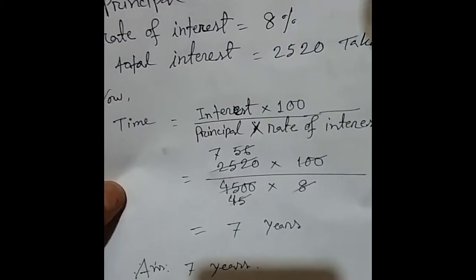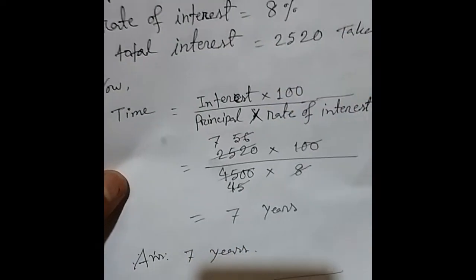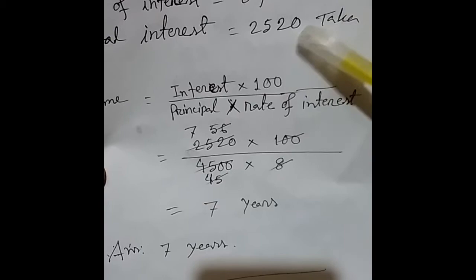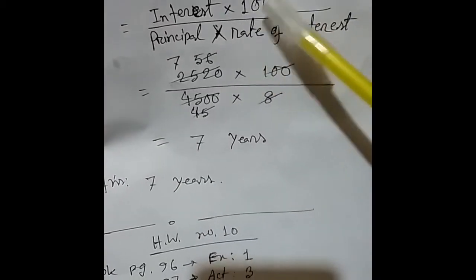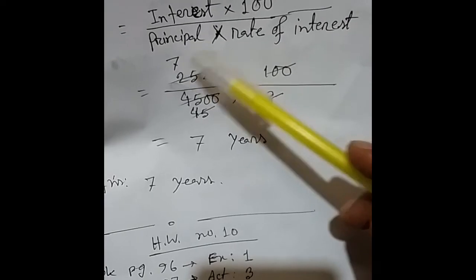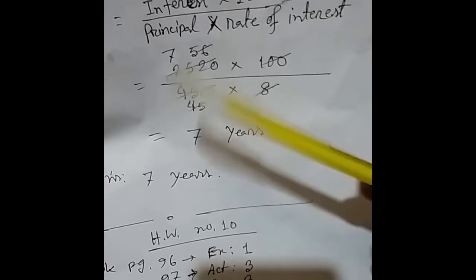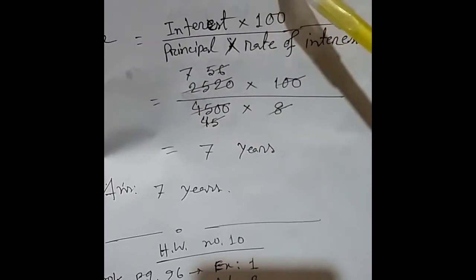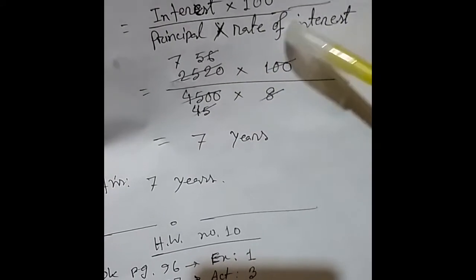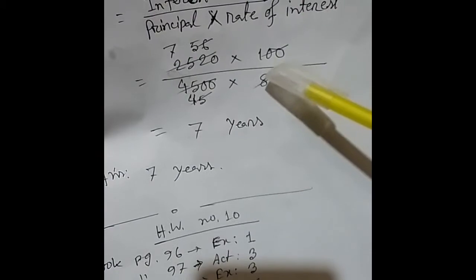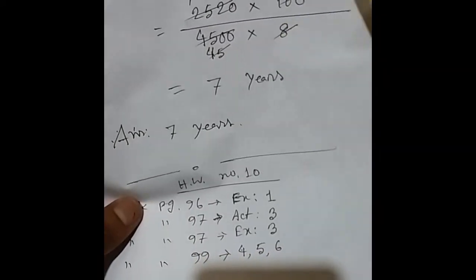So here first of all you will write given: principal 4,500 taka as usual, rate of interest 8%, total interest 2,520 taka. So you can see time equals interest into 100 divided by principal into rate of interest. Same, interest 2,520 taka into 100, principal equals 4,500, rate of interest 8%, I mean 8 taka, 8% 100, we write in the upper numerator.